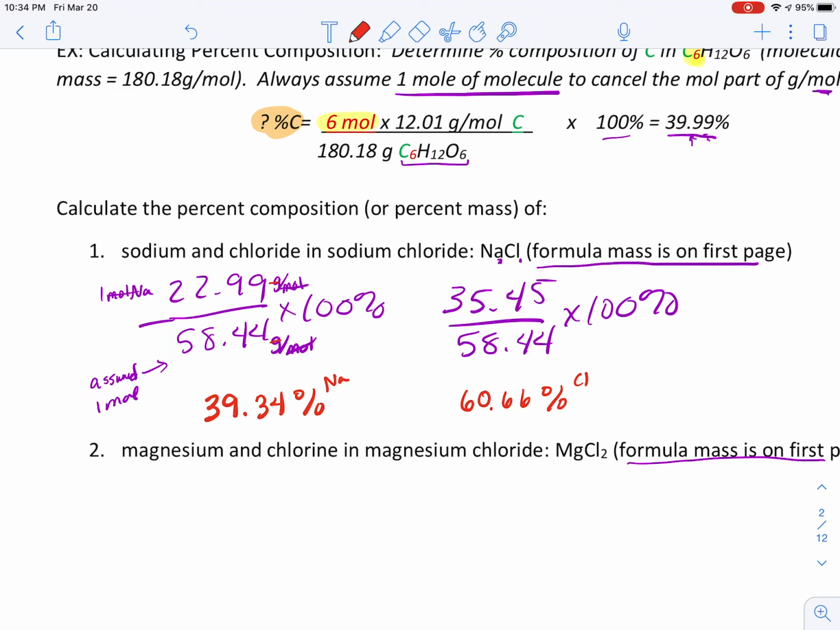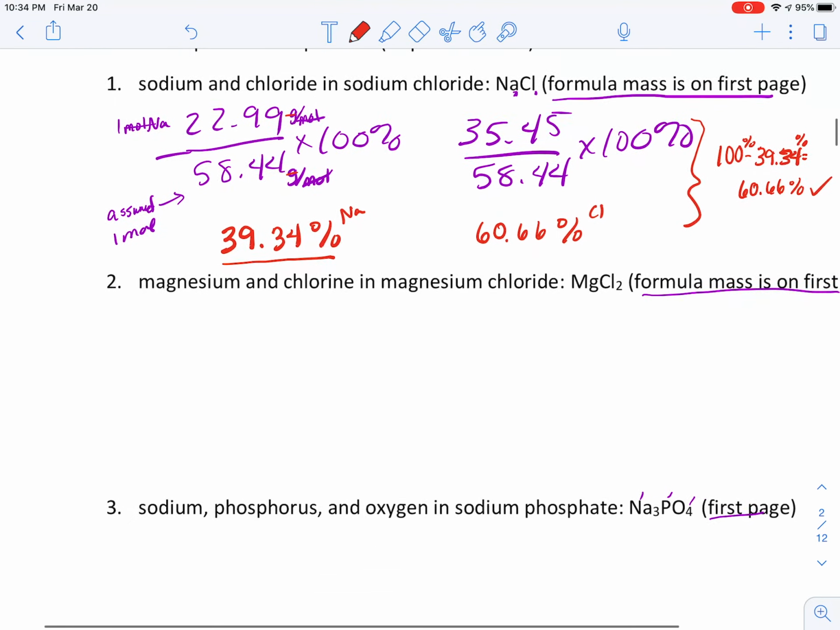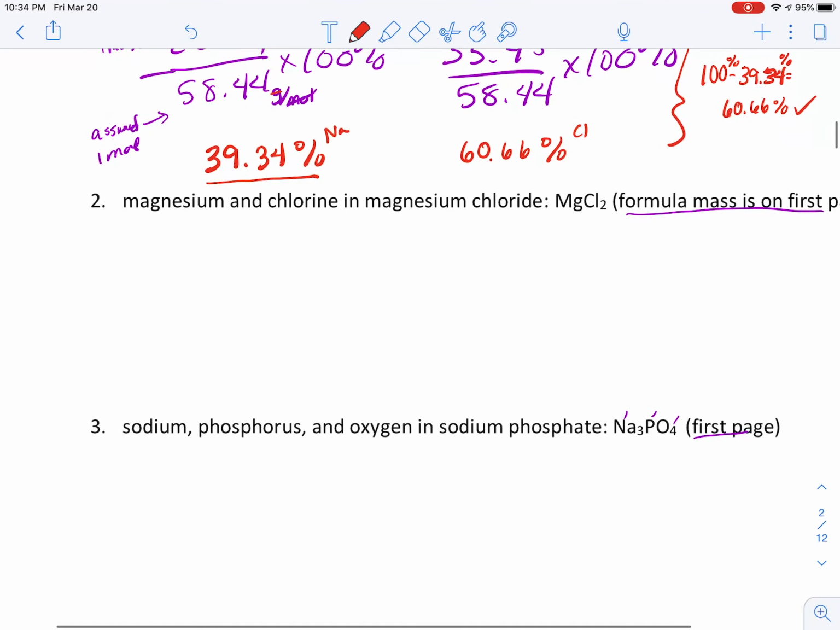Now you could ask a question right at this point. I have only got two things in there, so what do they have to add up to? I kind of already mentioned it. They have to add up to 100. So once I got one, instead of doing the math here, I could have said 100 minus 39.34, and that would have worked also. So you can do it that way. If you had three things, you would have to have two of the values, because you'd have to subtract 2 from the 100. You'll see in a minute what I'm talking about. Not this problem, but the one after.